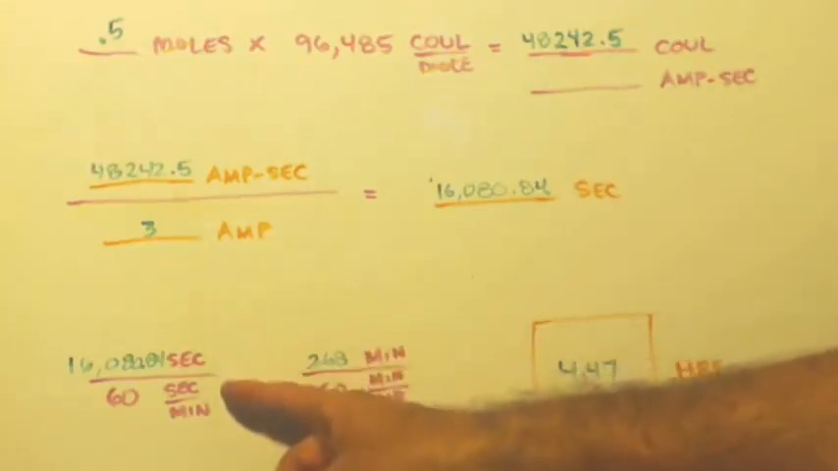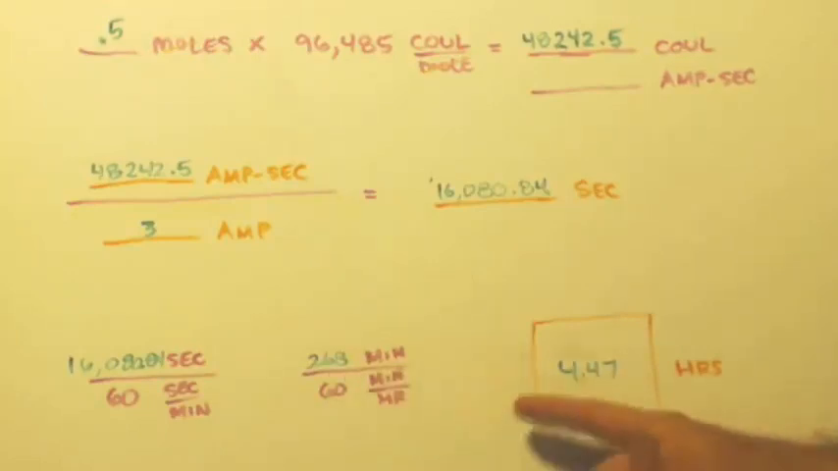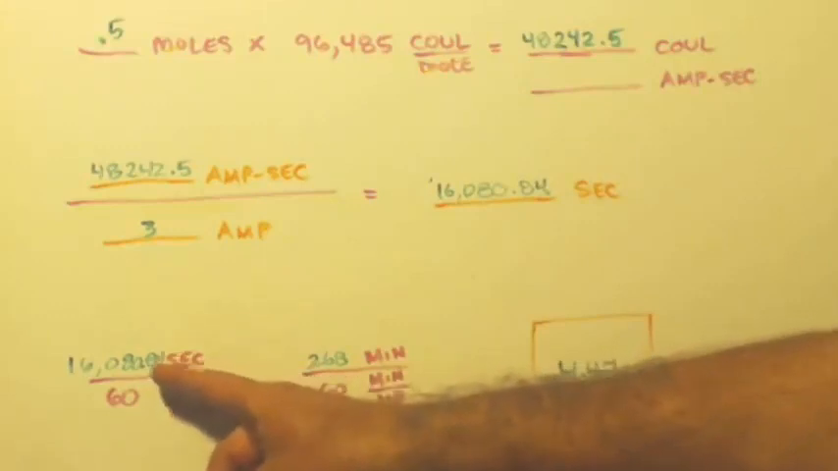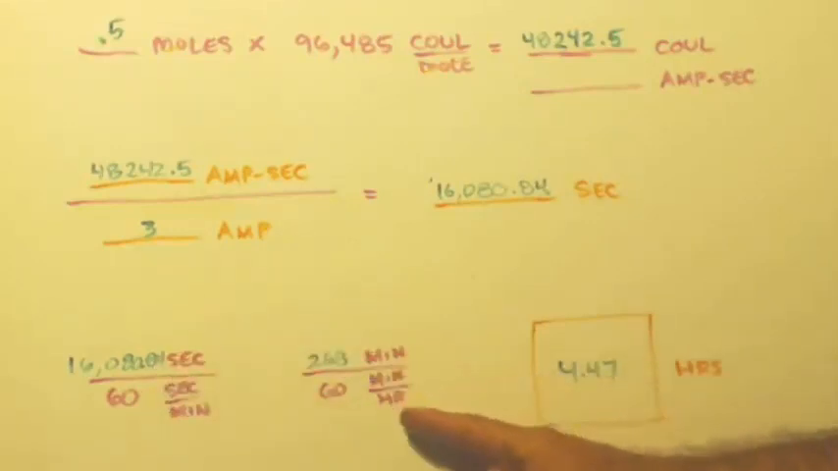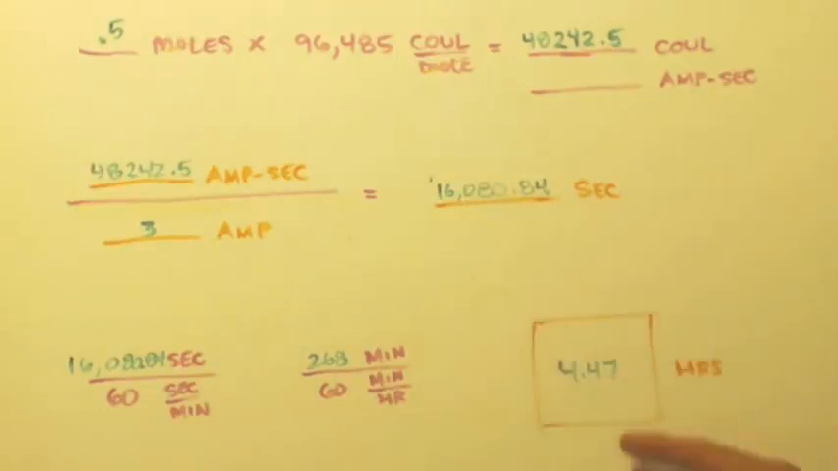So you divide by 60, get 268, divide that by 60 to get 4.47. The reason you're doing this is to make seconds into hours, because 16,000 seconds is meaningless. It comes out to 4.47 hours. So that means it's going to take almost 4.5 hours to do half a mole, right? If you wanted a whole mole, it'd take twice as long, you know what I mean?